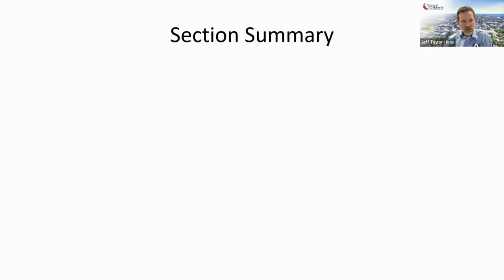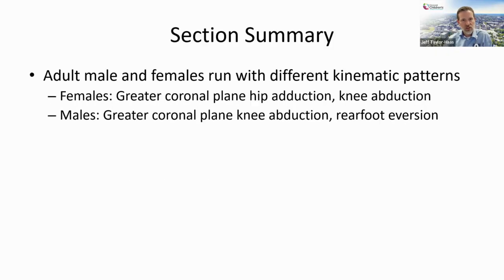So in summary for this section, when we look at adult males and females, they run with different kinematic patterns. Females, we see greater coronal plane hip adduction and knee abduction. Males, we see greater coronal or frontal plane knee abduction and rear foot eversion.